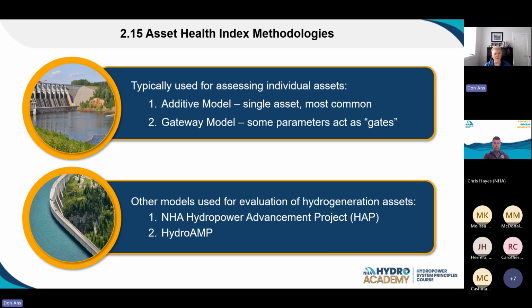So for models used for evaluation, these are public: the NHA Hydropower Advancement Project. You could go look up HAP and you can actually find these. They've been out for a few years, and I think I had heard that they were going to be updating them again. Then this one is HydroAmp, which you have to be a member of CIATI to use. Many members of many hydro utilities are also members of CIATI.